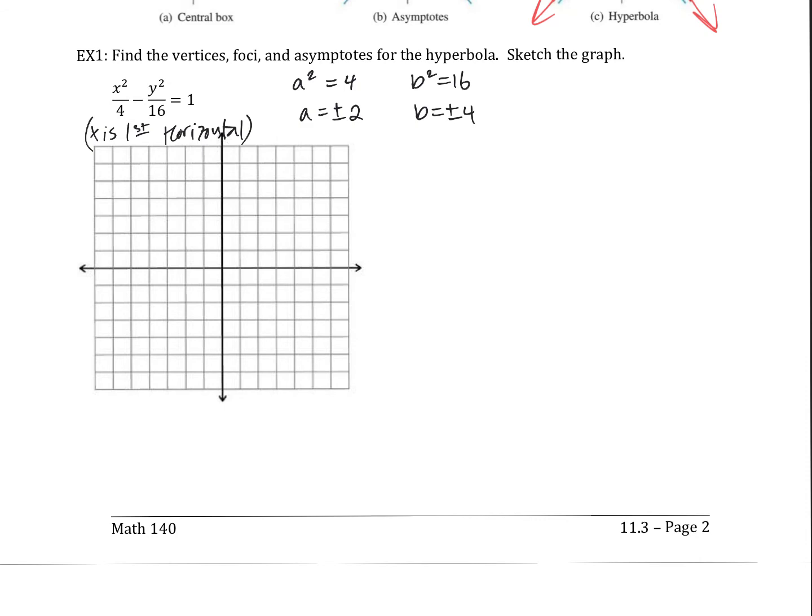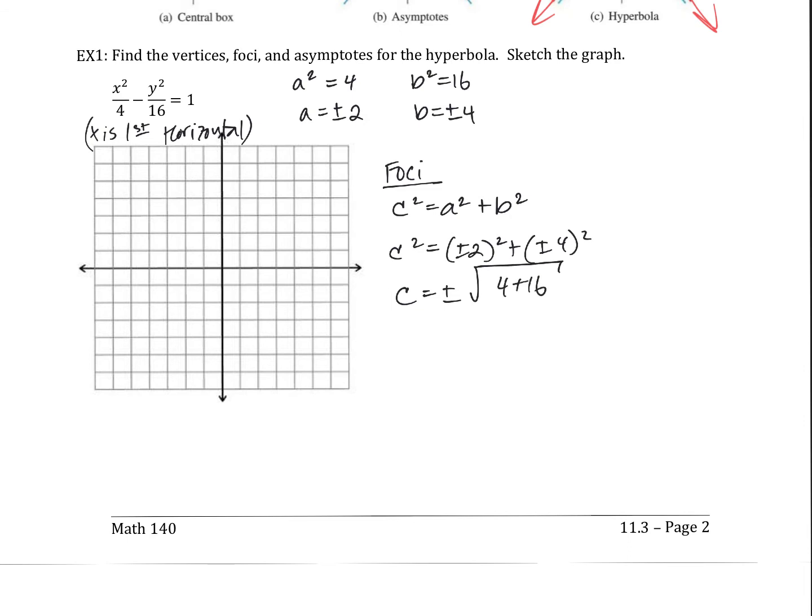Alright, now let's go ahead and find the foci. It's going to be c squared equals a squared plus b squared, a little different than the ellipse formula. Then c squared is going to equal plus or minus 2 squared plus plus or minus 4 squared. So c is going to equal plus or minus the square root of 4 plus 16, so c equals plus or minus root 20, which I simplified to 2 root 5.